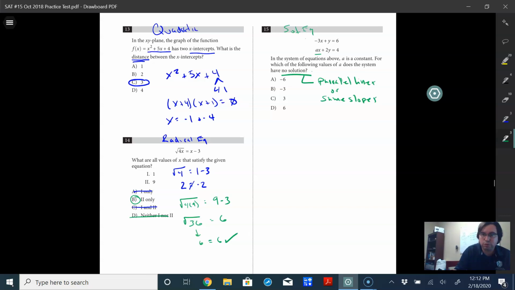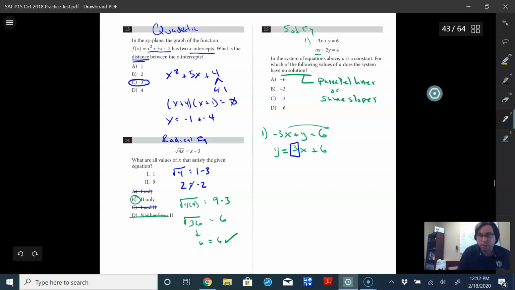Let's take the first one, number 1, and put it in slope-intercept form. We have negative 3x plus y equals 6. Let's move this piece over here. So now we're left with y equals 3x plus 6. We see the slope on this one is going to be 3 here.